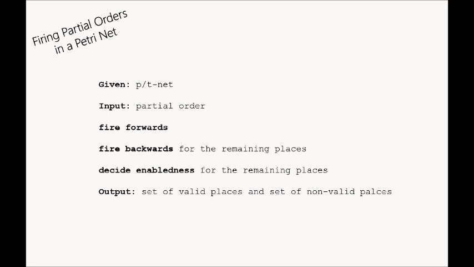Given is a Petri net, and you input a partial order. And here I cheated a little bit because when you fire the partial order, you need to know also a total order respecting the partial order. So either this is given or you need to calculate it. And then you fire forward. And then for the remaining places, you fire backward. And then you decide enabledness for all the remaining places. And you get the set of valid and the set of non-valid places. And obviously, if all the places are valid, then the partial order is enabled in the Petri net.